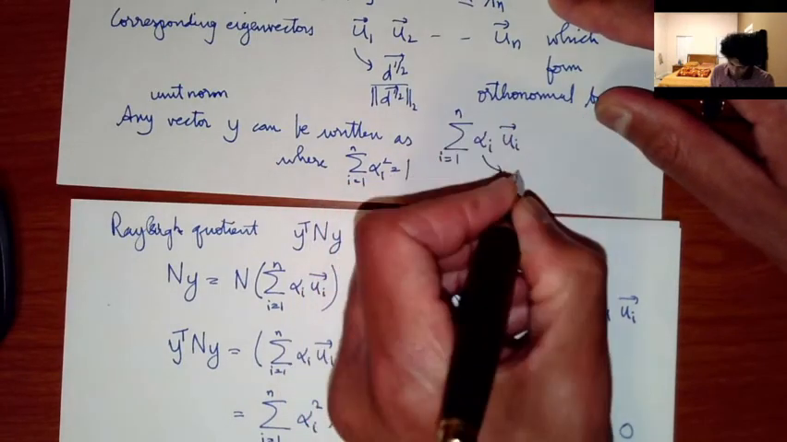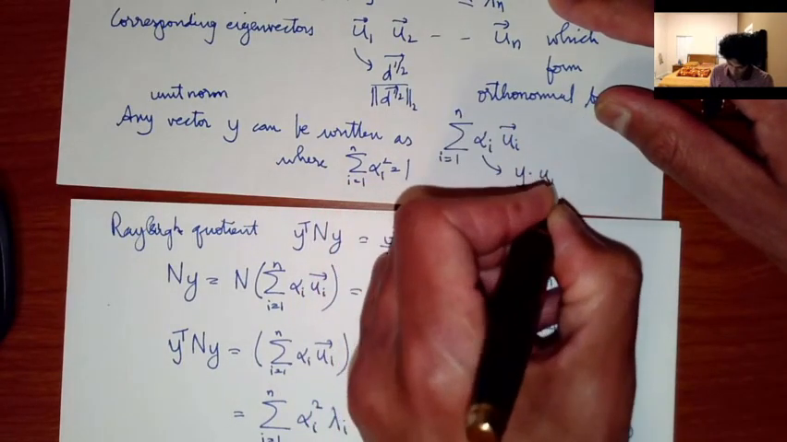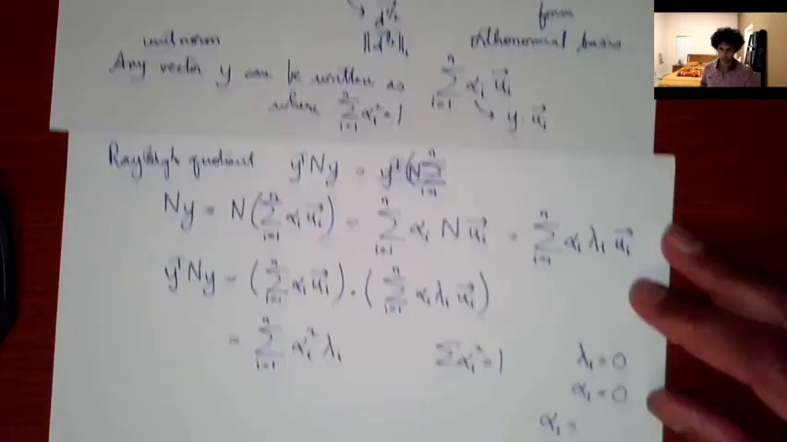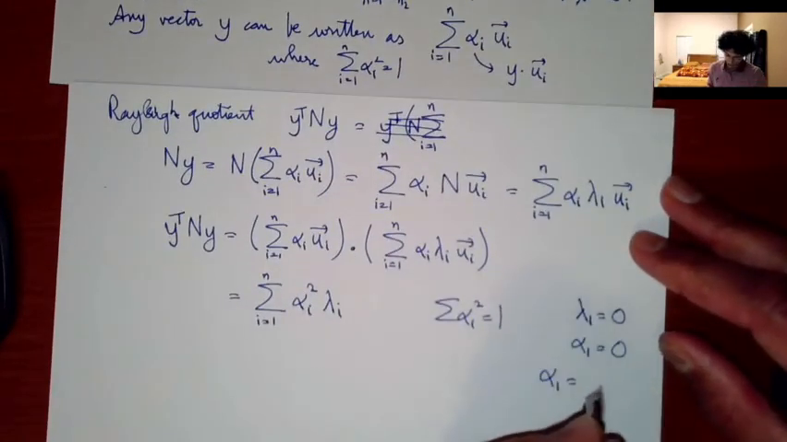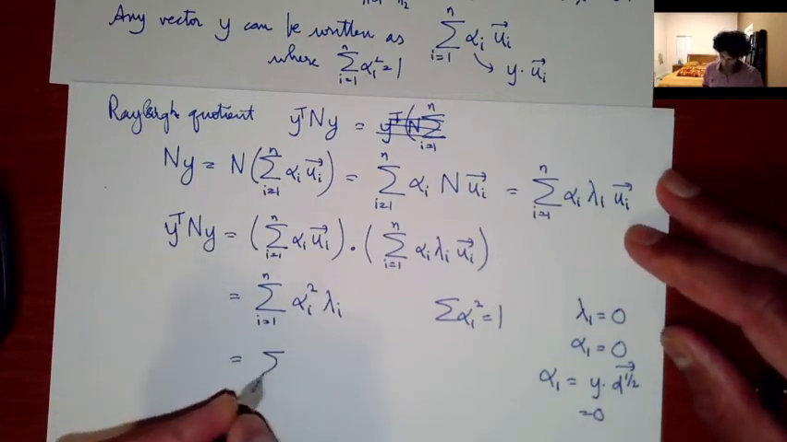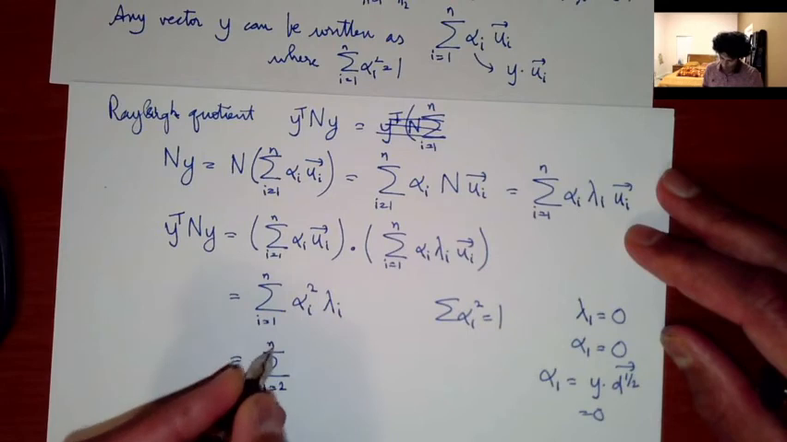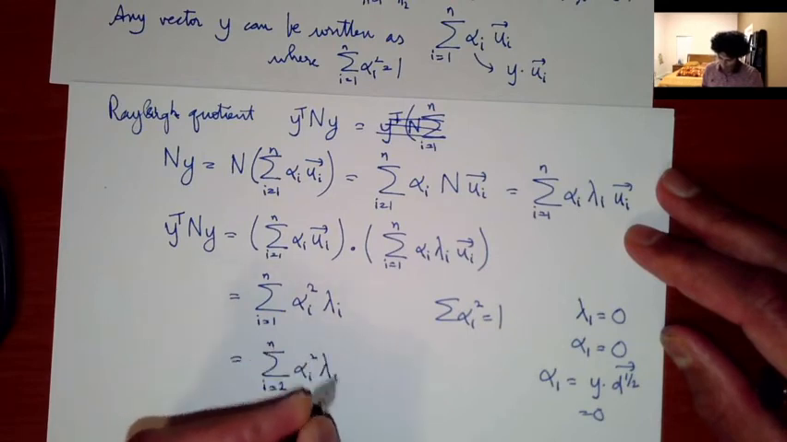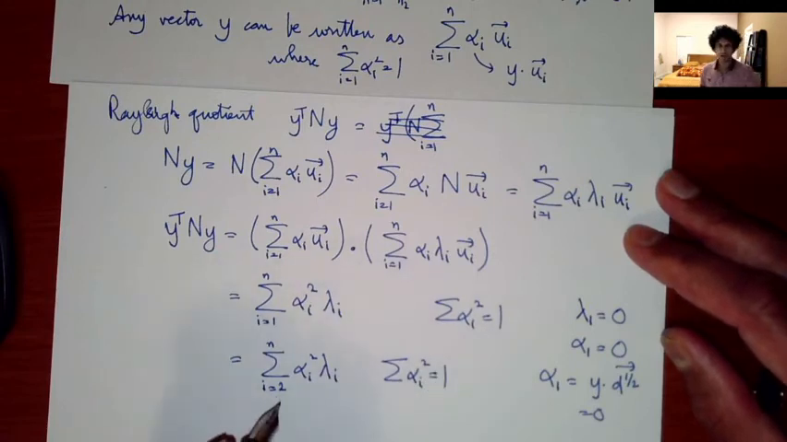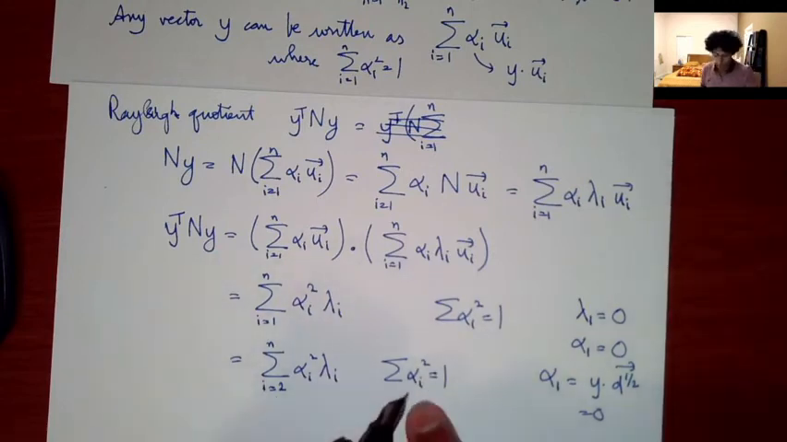Alpha I is precisely y dot ui. I mean, this is an orthonormal basis, so it's the dot product. And so you know that alpha 1 is equal to y dot this root t vector, which is 0. So what you really have over here is I going from 2 to n, alpha I square lambda I, subject to summation alpha I square being 1. How do you maximize this quantity? Well, you put all the alphas onto the largest value here, right?